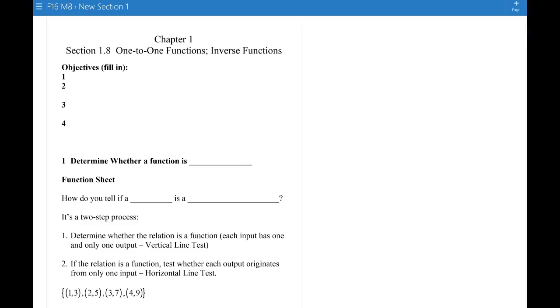Section 1.8 is from Chapter 1, and it's a review that we'll need before we go into the trigonometric inverse function. So it's just a little review of inverse functions. Before we can talk about inverse functions, we have to talk about one-to-one functions. So the first thing we need to be able to do is determine whether a function is one-to-one. And this is going to be an important point when we go back to Chapter 3. Then we're going to determine the inverse of a function.